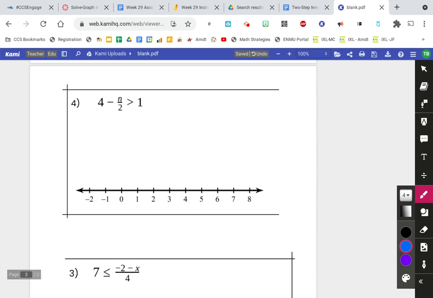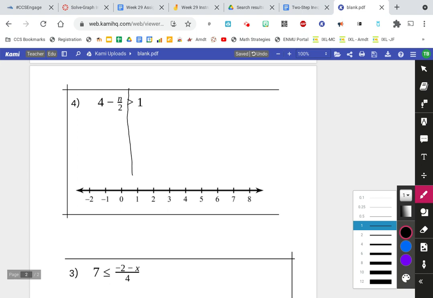So our next problem is 4 minus n divided by 2 is greater than 1. So I'm going to go ahead and draw my line. Remember that inequality symbol divides this into two sections. And I'm going to isolate the variable, or get the variable by itself. The variable is on the left. So I need to look for my constant. My constant is that positive 4. So the opposite of a positive 4 is a negative 4.